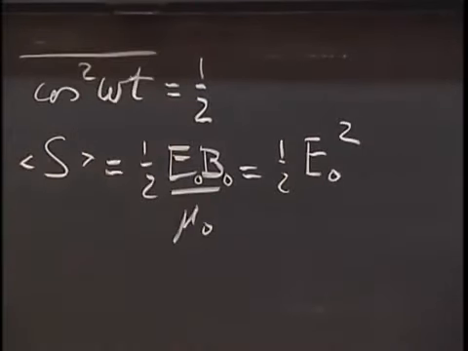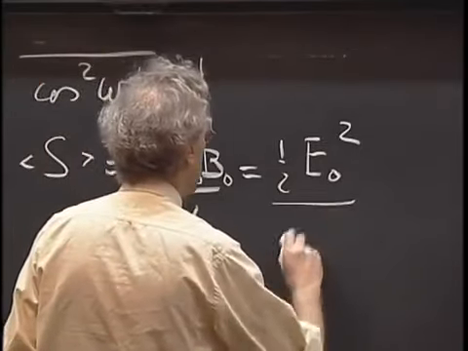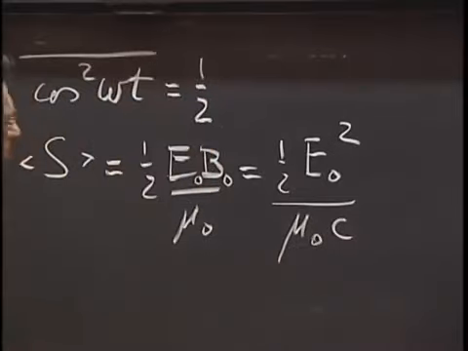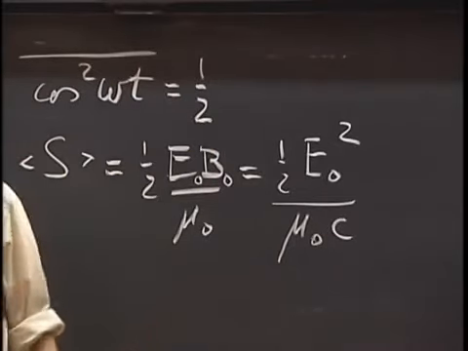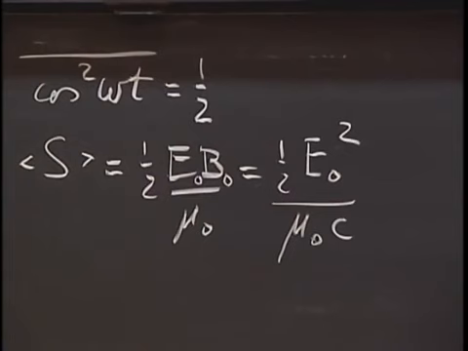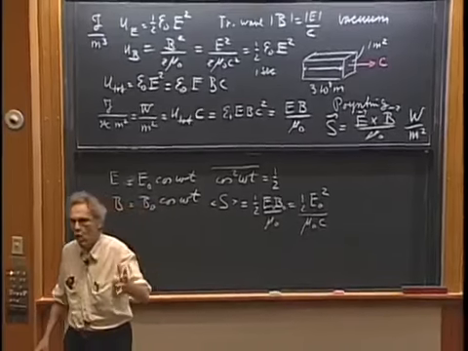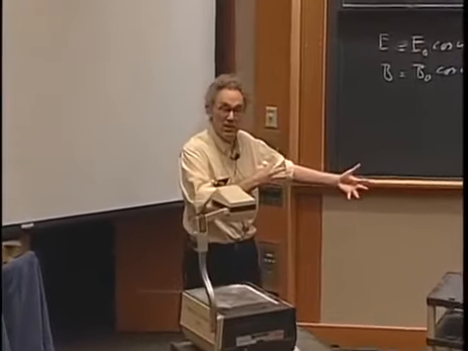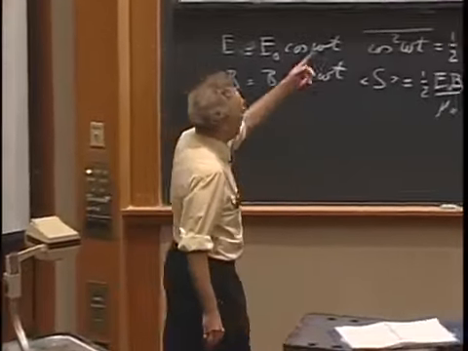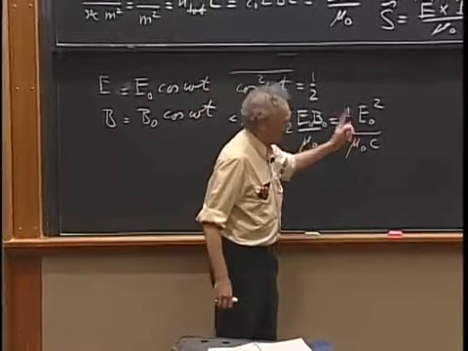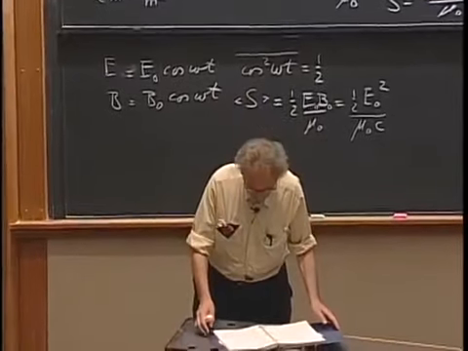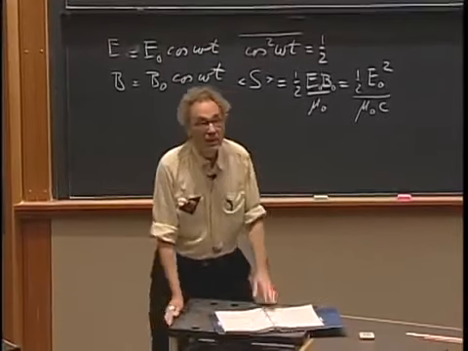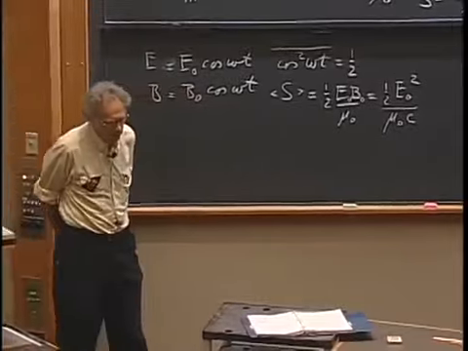E0 squared, and so you write down for B, E divided by C, and then you get downstairs mu0 divided by C. And the reason why I write it in this form is that it tells you that if you know what the strength of the E field is, that alone tells you then what the Poynting vector is, because B is coupled to E through Maxwell's equations. That is where B is E over C, and so all that matters then, if you want to calculate what the Poynting vector is, is E0. Of course, B0 alone would also be fine.